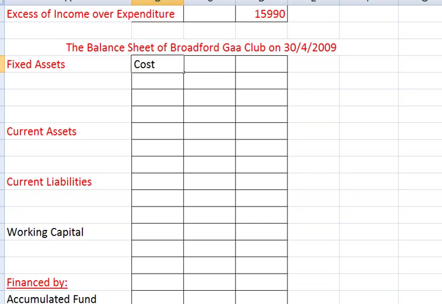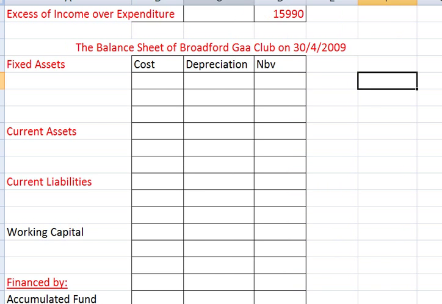So cost, depreciation, and then in this column here we're going to put NBV, the net book value of the fixed assets. So we have 2 fixed assets here. We have the clubhouse, which cost 364,000. There was depreciation on it to the tune of 10,920, giving it a net book value of 353,080.